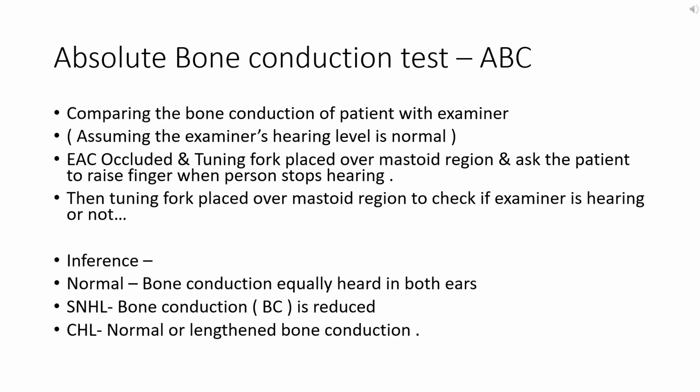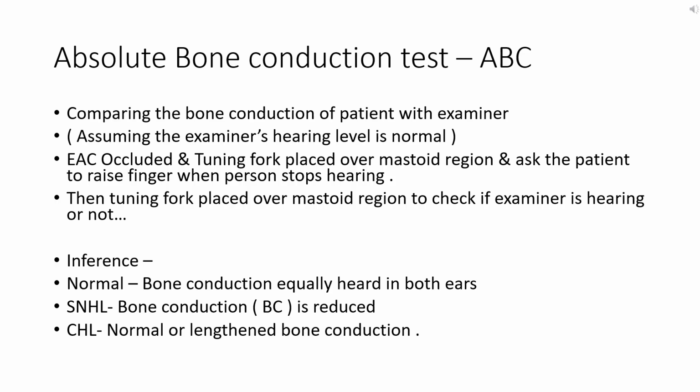Now coming to the absolute bone conduction test. In this, basically we compare the bone conduction of the patient with the examiner, assuming the examiner's hearing level is normal. So how do we perform this test? Basically we occlude the external auditory canal, and the tuning fork is placed over the mastoid region, and we ask the patient to raise the finger when the sound stops being heard. When the patient raises the finger, the tuning fork is placed over the mastoid region of the examiner to check if the examiner is still hearing or not.